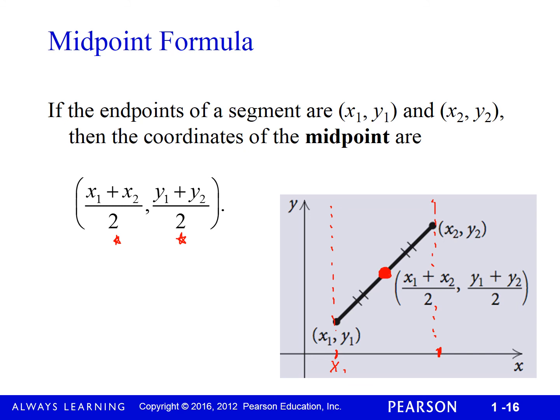And as for the y coordinate, well, of course, that's going to be the average of the 2 y coordinates, and that'll give us the y coordinate of the midpoint. And well, how do you get an average of 2 things? Well, you add them and divide by 2, right? That's how you get an average of 2 things. And so that's all we're doing, 2 times, one for the x and one for the y, for the midpoint.